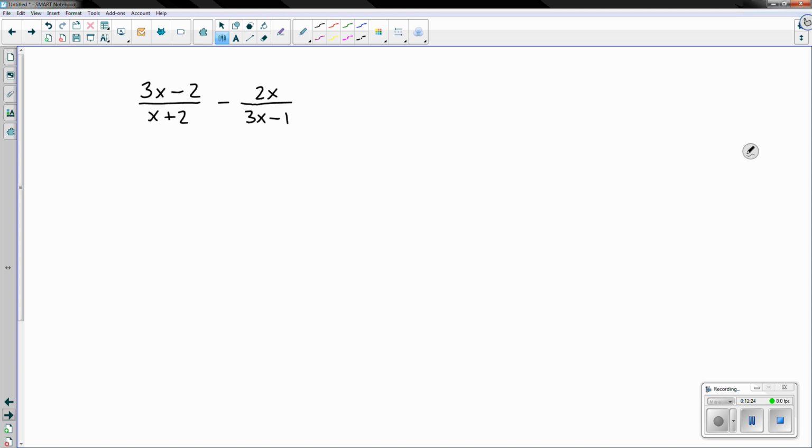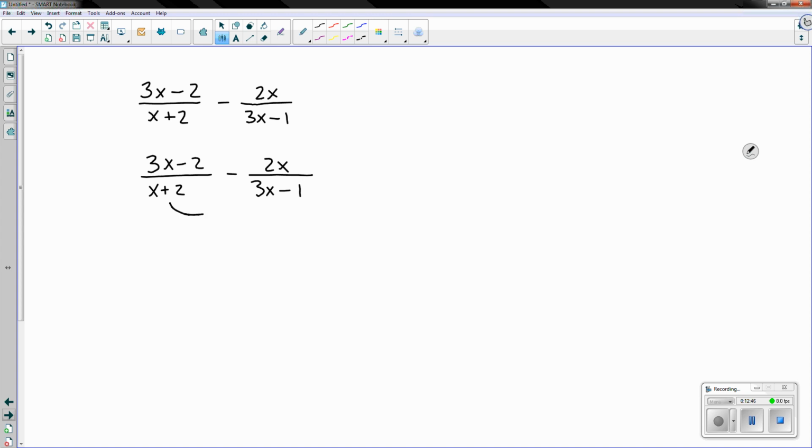Next example, subtraction again. In this case, both denominators are already fully factored. Again, in addition and subtraction problems, we're only looking to factor the denominators. We don't want to do the numerators. Again, counterproductive, because ultimately we want to combine like terms.